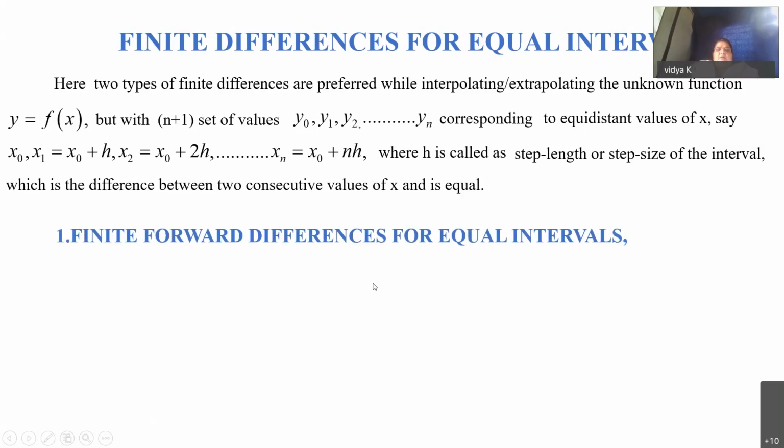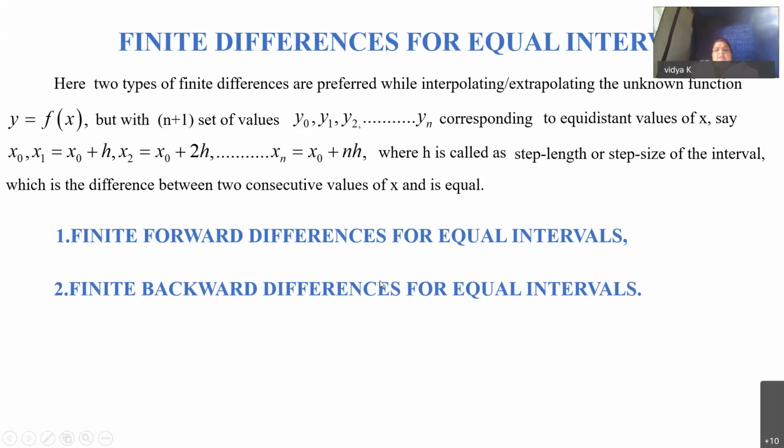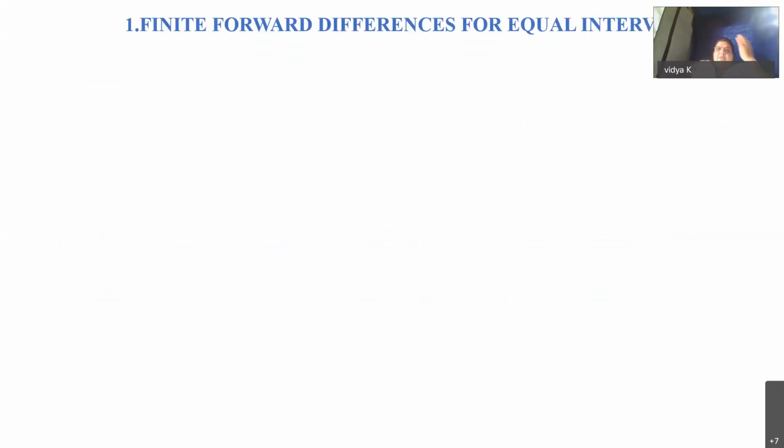Then first we understand what are finite forward differences for equal intervals, and later the finite backward differences for equal intervals. First we prefer finite forward differences for equal intervals. As I said earlier, we are considering the observed values, a set of values y0, y1, y2, etc., yn. They need not be at equidistance. They only depend on the y equal to f of x relation. We are getting the values from that.